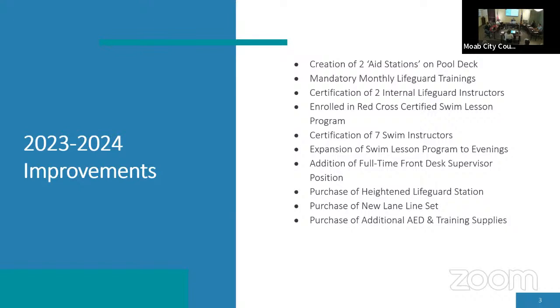And then we've also purchased a couple new additional items for the pool deck, a heightened lifeguard station. We've got a new set of lane lines going in, which we're really excited for the Grand County High School swim season coming up. So we got some awesome red devil colors for our new lane lines and backstroke flags in support of the team. And we also purchased an additional AED and a ton of new lifeguard training supplies.